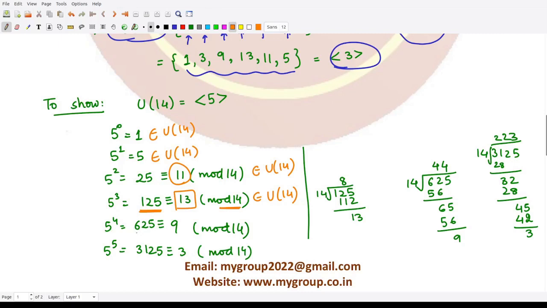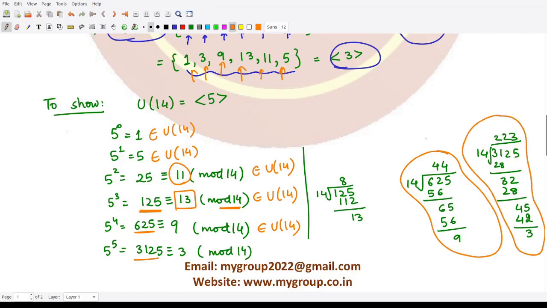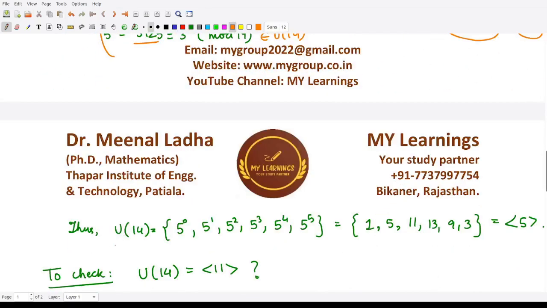5 raised to power 4 is 625. When you calculate its mod 14, you obtain 9 as the remainder in this case. So therefore 9 is also a member of U14, you know that, right? This here, this here, this here, this here, this here, and this here, all are the members, correct? 5 raised to power 5 is 3125. When you calculate its mod 14, you have 3 as the remainder in this particular case, right? So this also belongs to U14. So therefore you see, by taking the powers of 5, you obtain all the elements of U14. Hence we can say that U14 is generated from 5, correct?